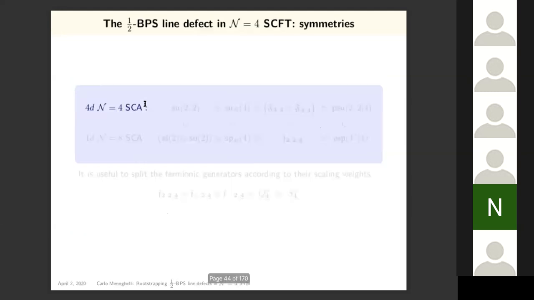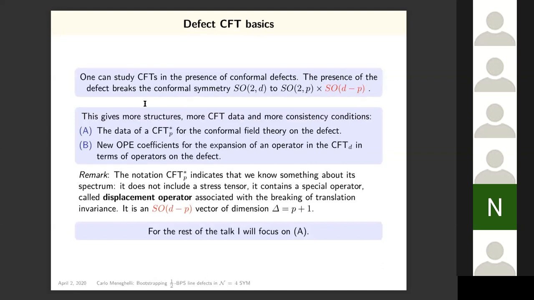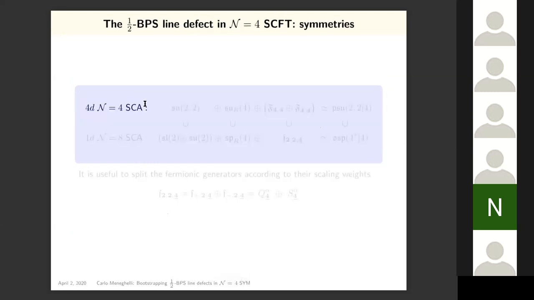Yes, so I will just dive in with something that I think people in this audience are familiar with, but that's why it's good to see, because it's good to see things we know. So let's remember the superconformal algebra of N=4 in 4 dimensions.